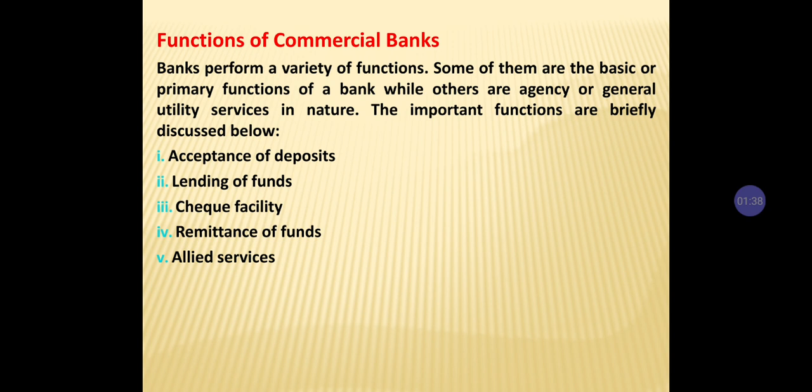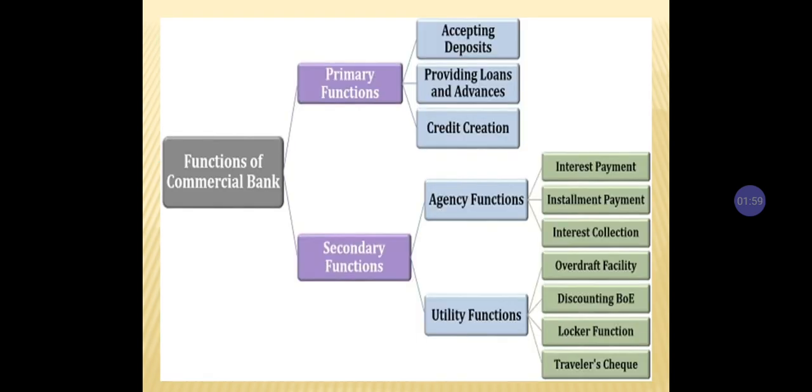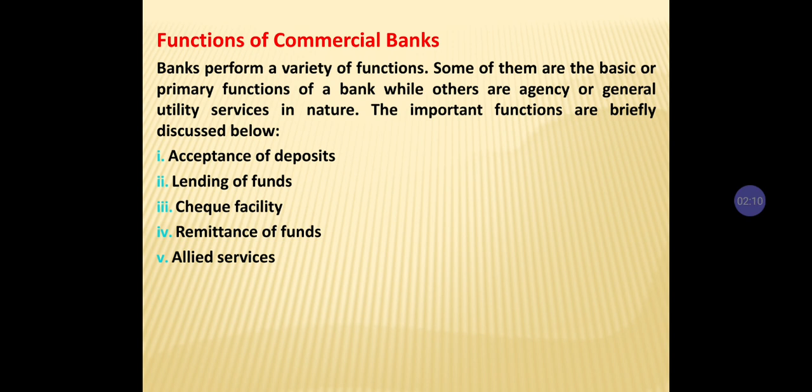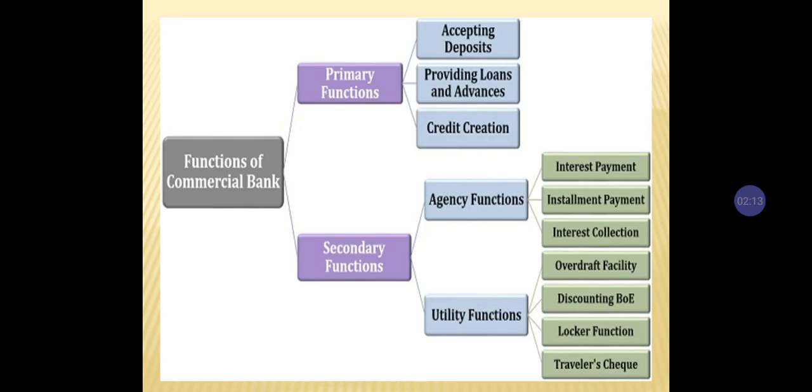Before that, what is the general meaning of bank? We know the bank is where the general public deposits money, and other people take money from the bank. So it is a business service run with the motivation of earning profit. Now, functions of commercial bank, basically we have 5 functions, and these 5 functions have been divided into 2: one is primary function and the other is secondary function.